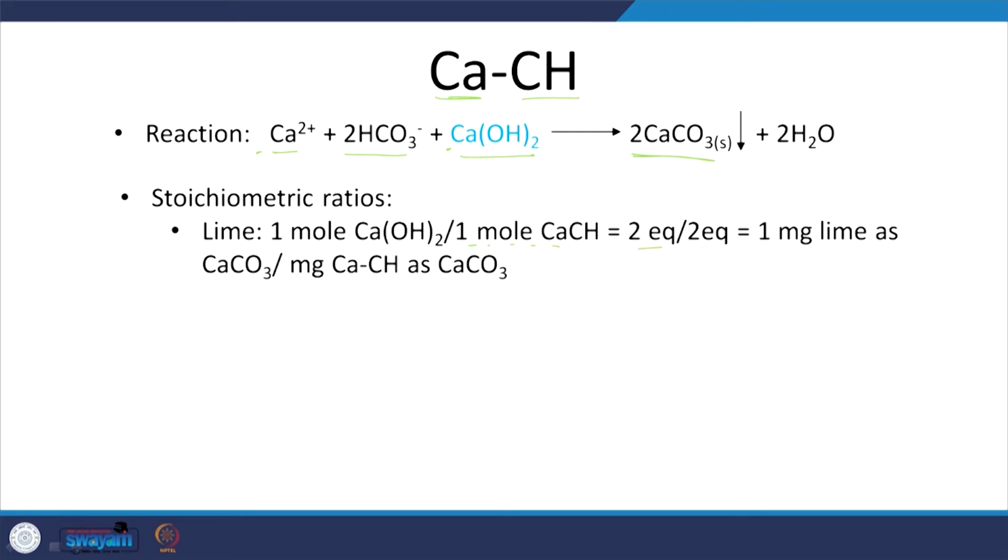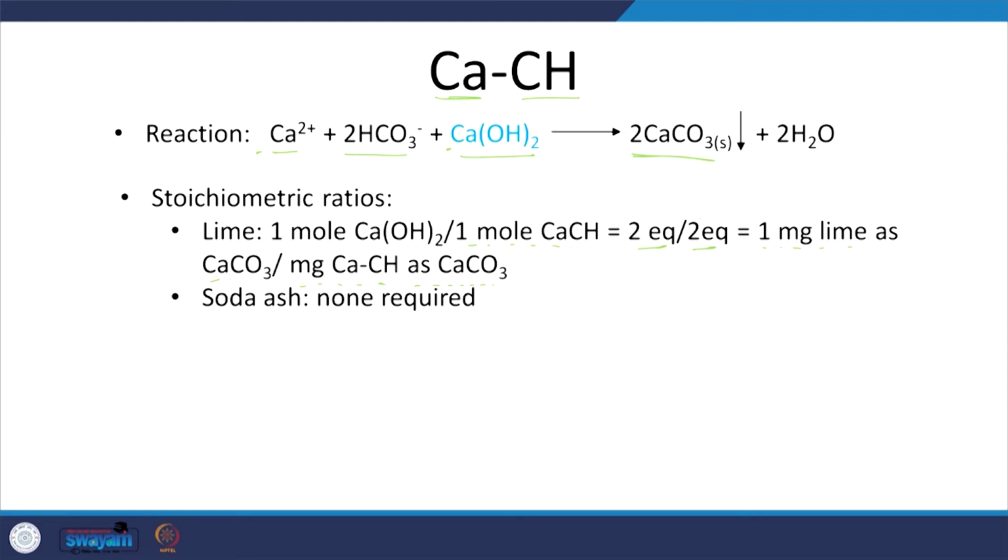So, 2 equivalents per 2 equivalents, right, that is something to keep in mind. 1 milligram per liter of lime as CaCO3 per milligram of CaCH expressed as CaCO3, but once we get it in terms of equivalents, it is pretty easy obviously, right. Let us move on. So, we are done with calcium carbonate hardness.